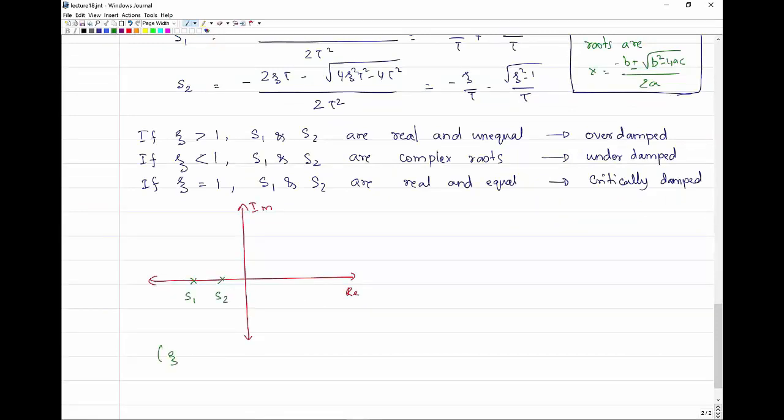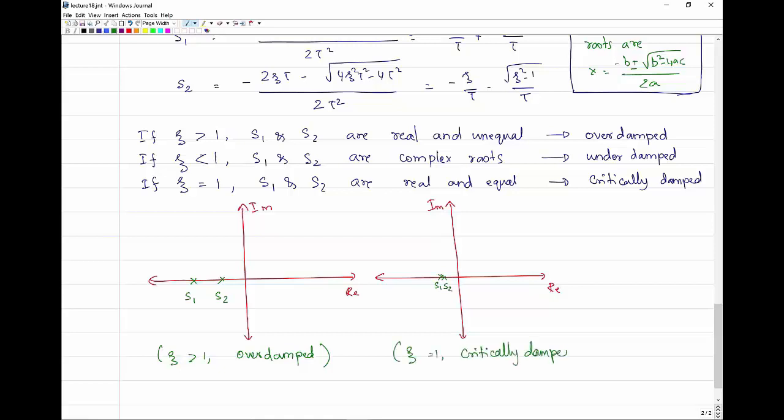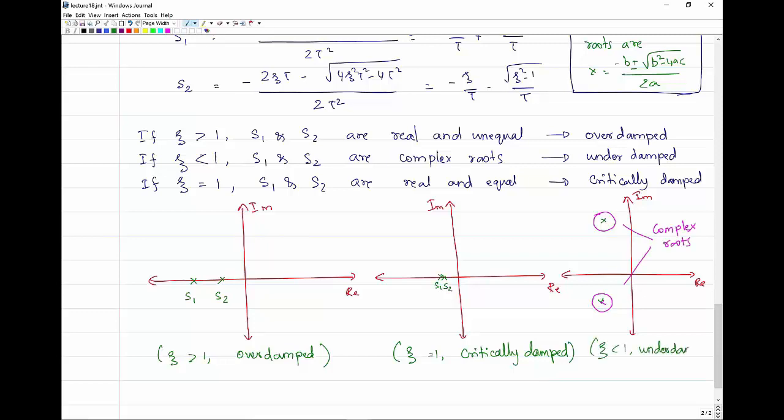Observe carefully the location of these roots and the corresponding response. If the two roots are to the left of the imaginary axis and on the real axis, then the response is going to be overdamped. If the two roots are overlapping, on the left-hand side of the imaginary axis on the real axis, then the response is critically damped. If the two roots are complex conjugates and not on the real axis but to the left side of the imaginary axis, then we have an underdamped system.